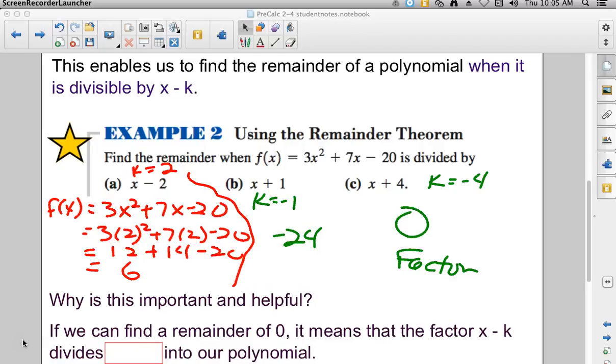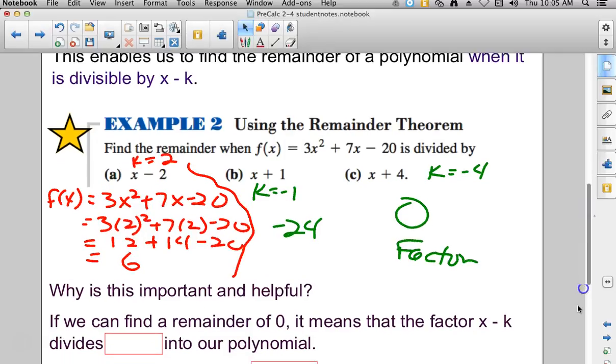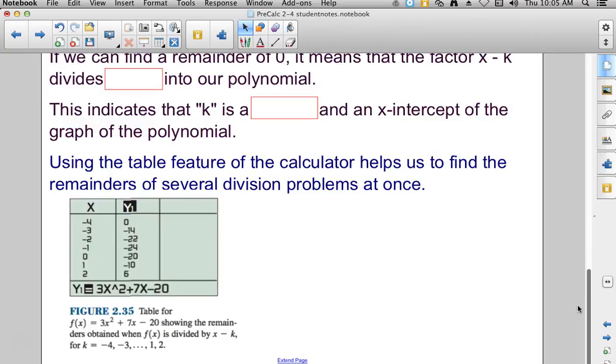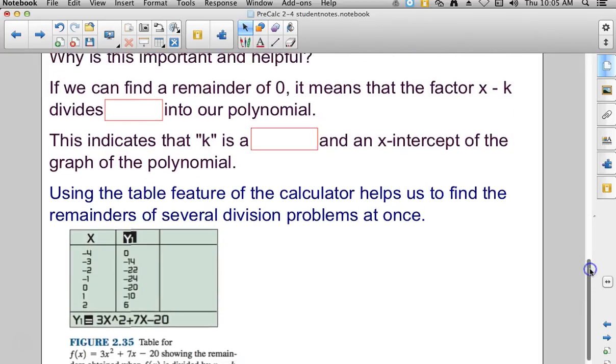So important and helpful because when we get a remainder of 0, we have ourselves a factor. Ooh. And like it says, if we can find a remainder of 0, that factor divides evenly into our polynomial. And this indicates that k is a solution, an x-intercept. You know, all of the, well, we've called them roots before, all of those good things. An x-intercept of the graph of the polynomial.